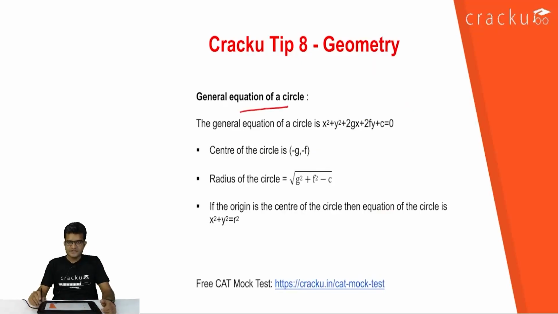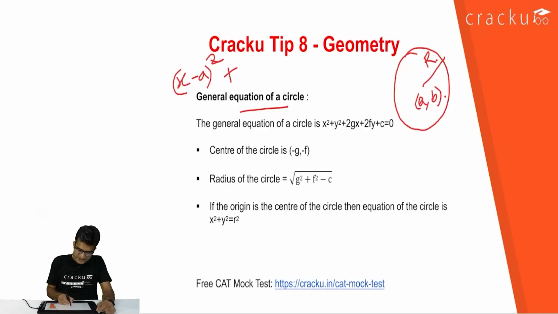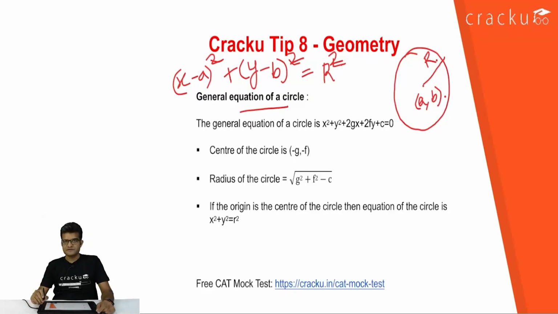Now, if you are looking at circles, if you have a circle with center coordinates (a, b) and radius, say, capital R, then the equation of this circle will be (x minus a) whole square plus (y minus b) whole square is equal to R square. That is the equation of this circle.